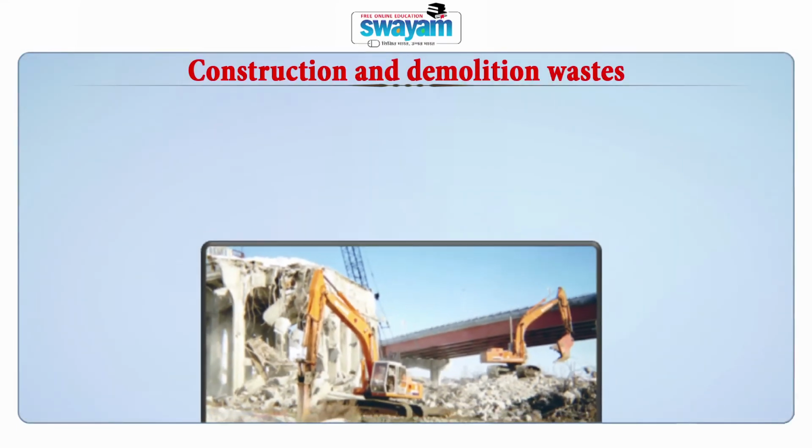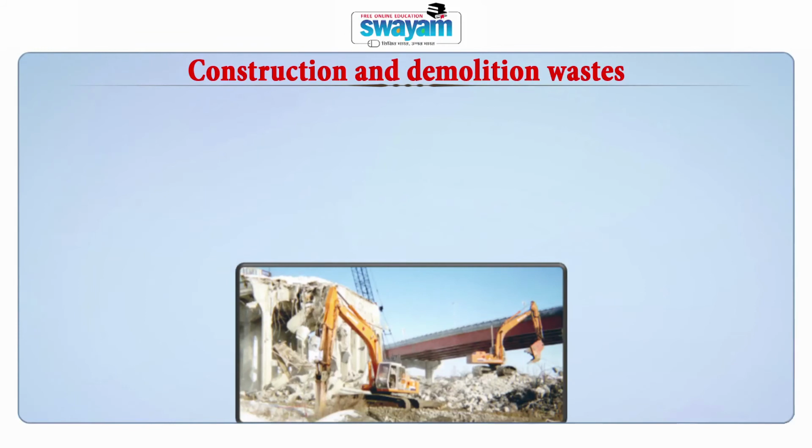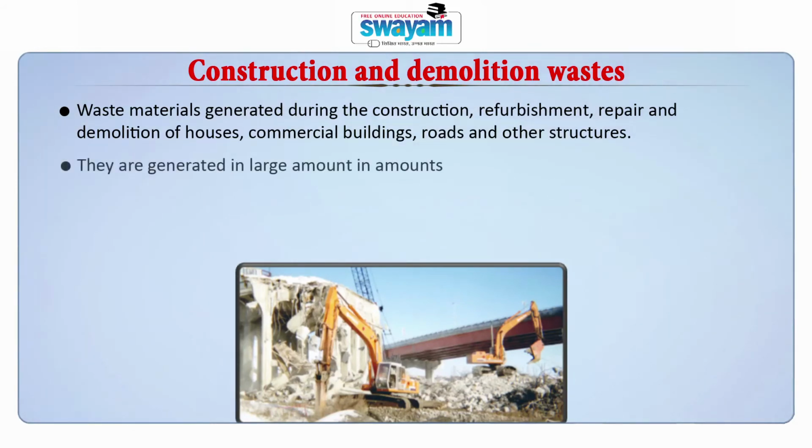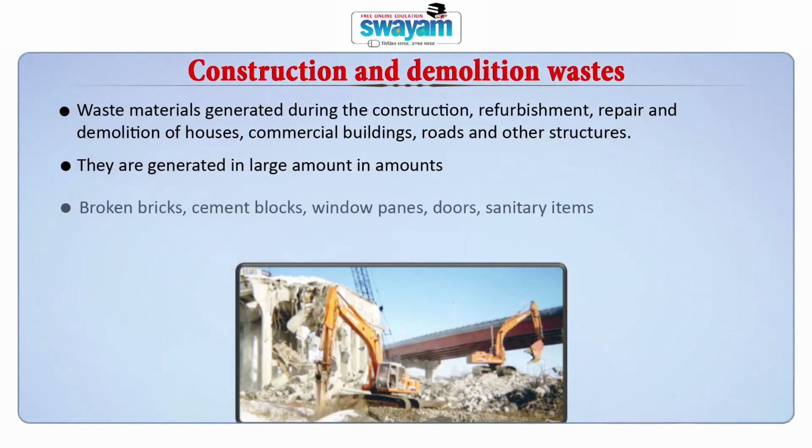Construction and demolition waste. Construction and demolition waste materials are generated during the construction, refurbishment, repair and demolition of houses, commercial buildings, roads and other structures. They are generated in large amounts. These are mainly inert in nature. The examples of demolition and construction waste are broken bricks, cement blocks, window panes, doors, sanitary items.